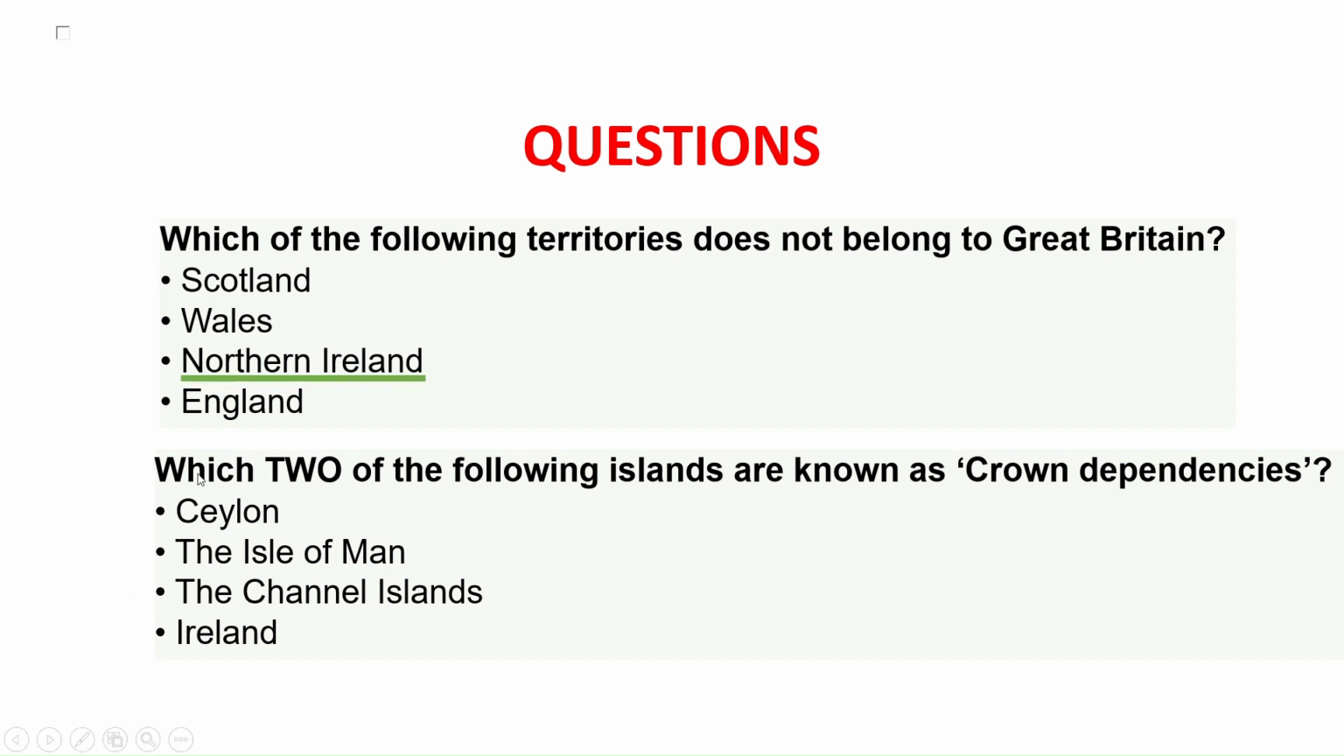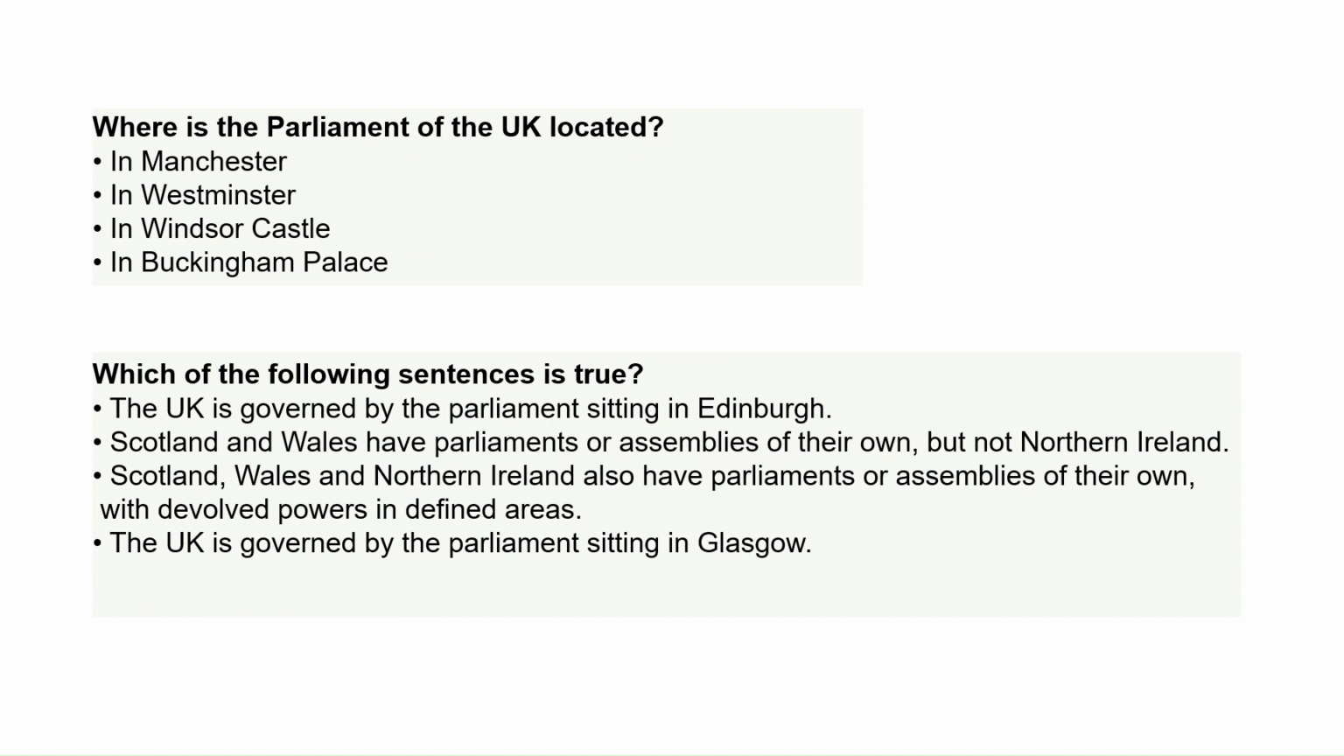Next question, which two of the following islands are known as crown dependencies? We discussed the crown dependencies, which include the Isle of Man and the Channel Islands, but they are still not part of the UK. Where is the Parliament of the UK located? As we already discussed, it's not in Manchester, it's in Westminster.